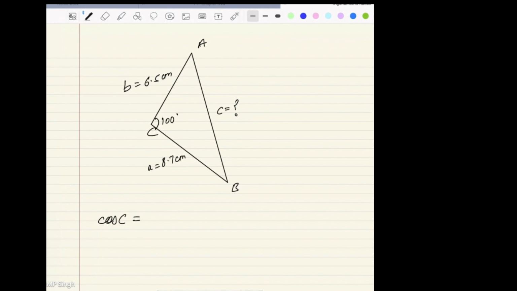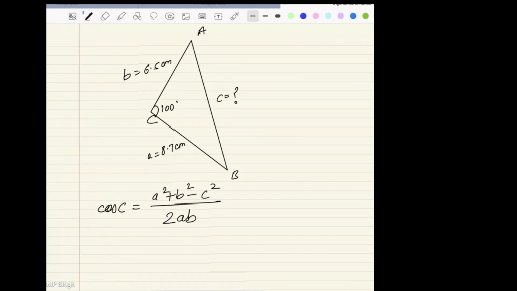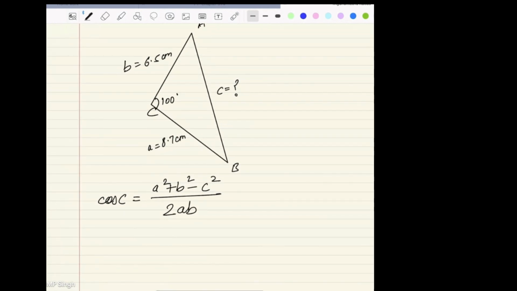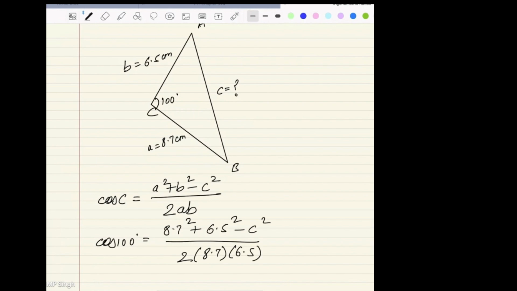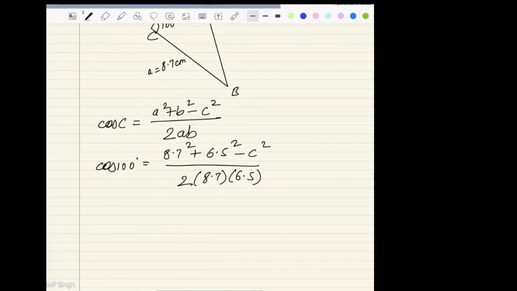A squared plus B squared minus C squared over 2AB. Okay, so remember the formula. Now, can you solve this? You know all the values, right? So what we'll do, cos 100 degrees equals A is 8.7 squared plus B is 6.5 squared minus C squared, with C remaining as C, over twice 8.7 times 6.5. Use your calculator, but be careful. I want you to tell me the correct value for C.